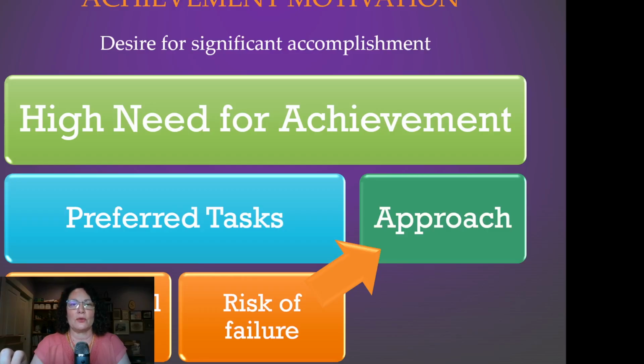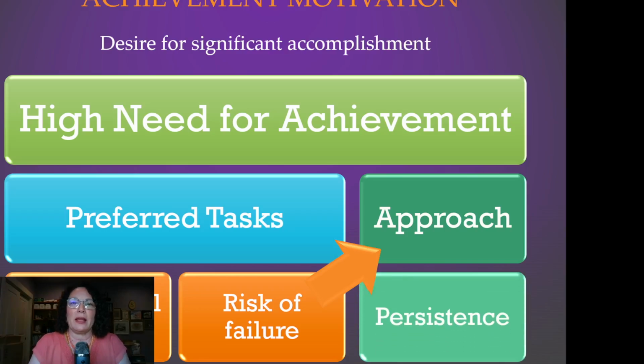Tasks that have a higher risk of failure are more likely to be approached by people with a high need for achievement. And when they engage in a task that has a higher risk of failure, they tend to display persistence. It's almost as if they think they have the proper skills for achieving that goal, or that they have the ability to exert the effort that it would take to be successful in that goal. It's like they believe in themselves. I can do this.